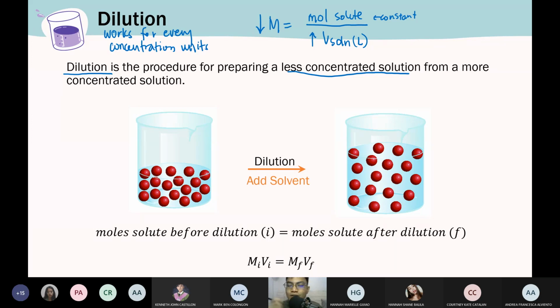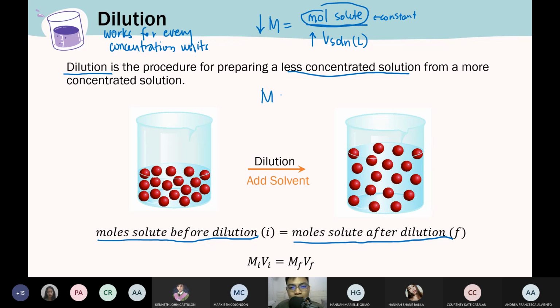Okay? Because bakit? When you add water, you increase the volume of the solution, therefore decreasing the molarity of the solution. And the mole of the solute is constant pa rin. So meaning, whatever the moles of solute before, that's the same as the mole of the solute after the dilution. Okay? So, since this is constant, we can cross multiply everything.